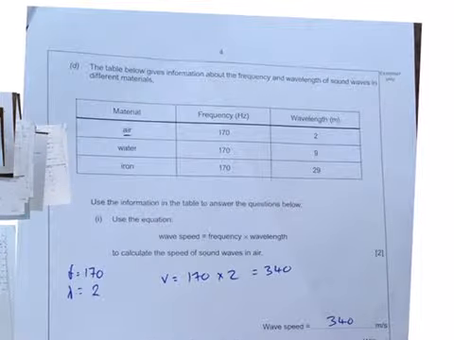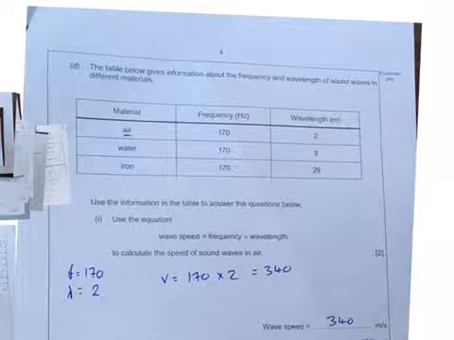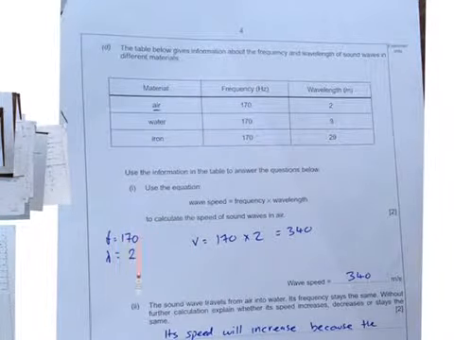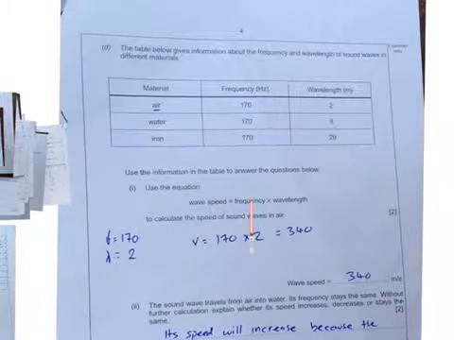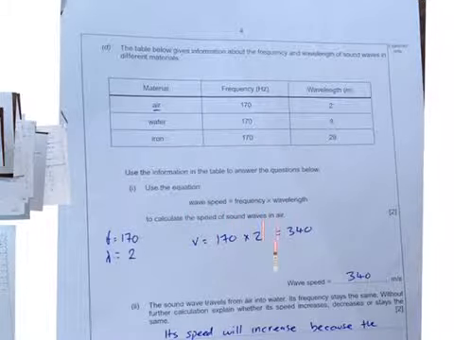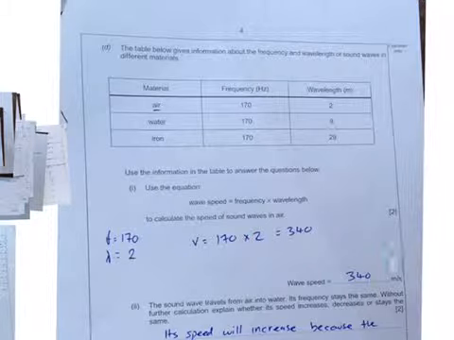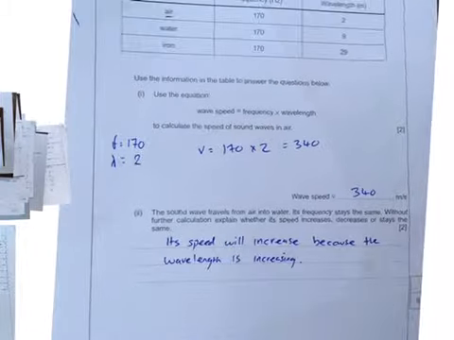The table below gives some information. Use the equation. It's probably one of the easiest questions. So you're literally just picking out the information now. They give you the formula. Wave speed equals frequency times wavelength. Calculate the speed of sound in air. So frequency is 170. Wavelength is 2. Oh my god, what an easy 2 marks that is.